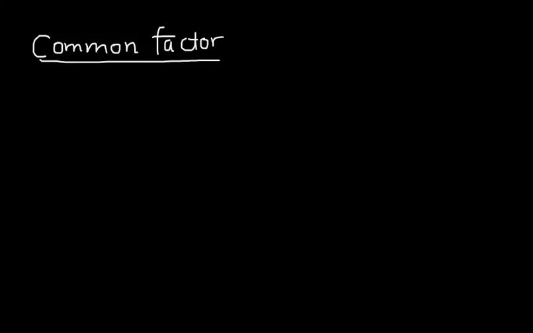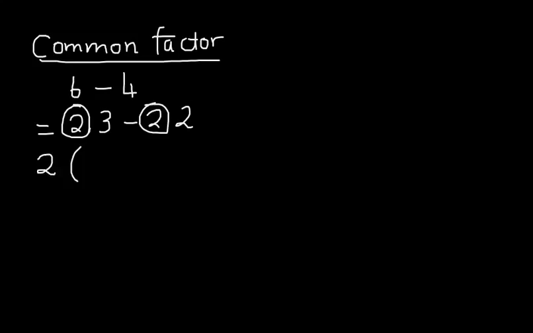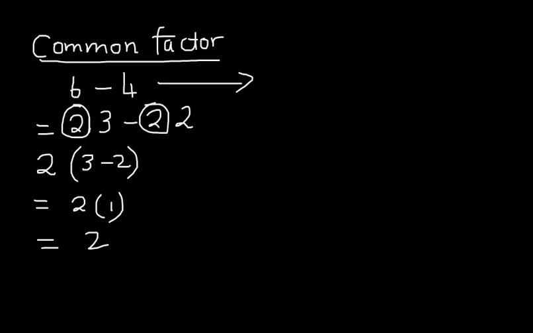And another type is a common factor. If we look at 6 minus 4, it gives you 2 times 3 minus 2 times 2. Then you take out the 2 as a common factor, then you're left with 3 minus 2, and that gives you 2 times 1, which is 2. And if you work it out normally, you see that 6 minus 4 is equal to 2.